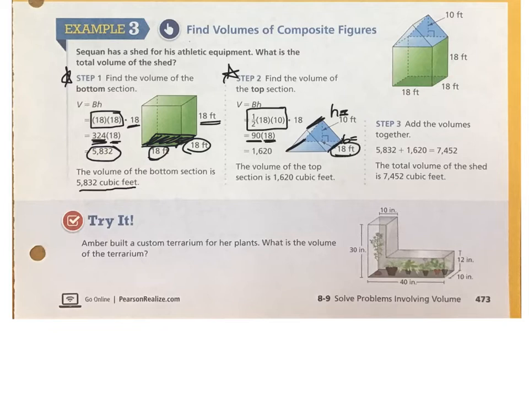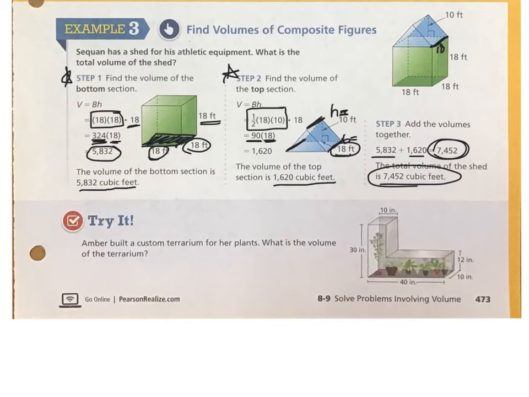So that means when I look up here at the original diagram, the distance between the two triangle bases is 18. So the height of that top prism is also 18 feet, which means 90 times 18 is 1,620 cubic feet. To find the volume of the entire shed, then we need to add those two figures together, and we get a grand total of 7,452 cubic feet.